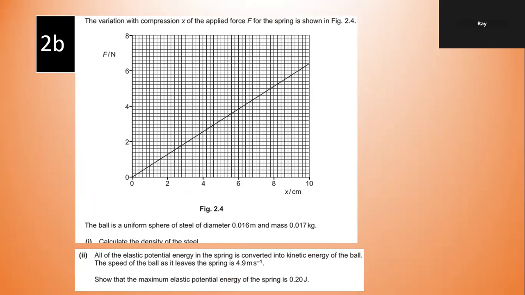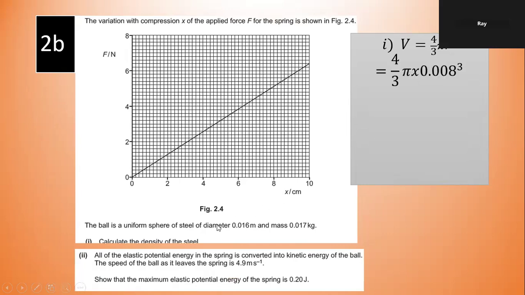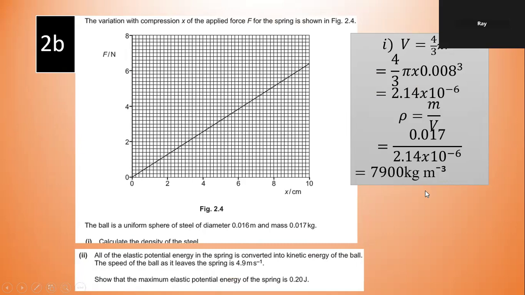What is your answer? Volume is four-thirds pi r cubed. 7.926. Diameter, so you divide by 2 to get the radius for the volume. Then density is mass over volume. Any comment? Yeah.